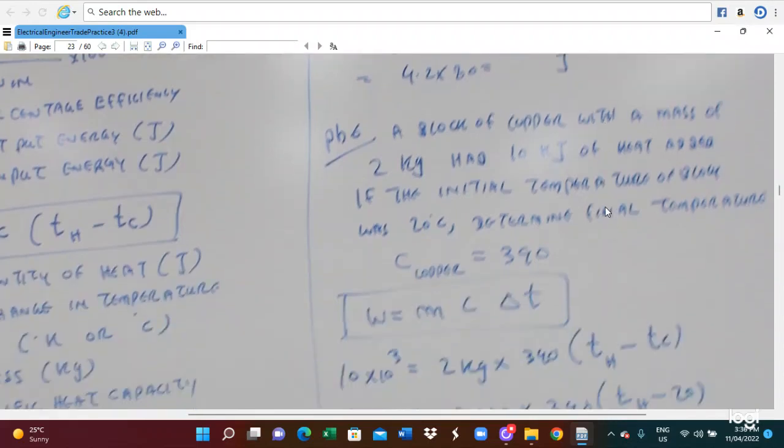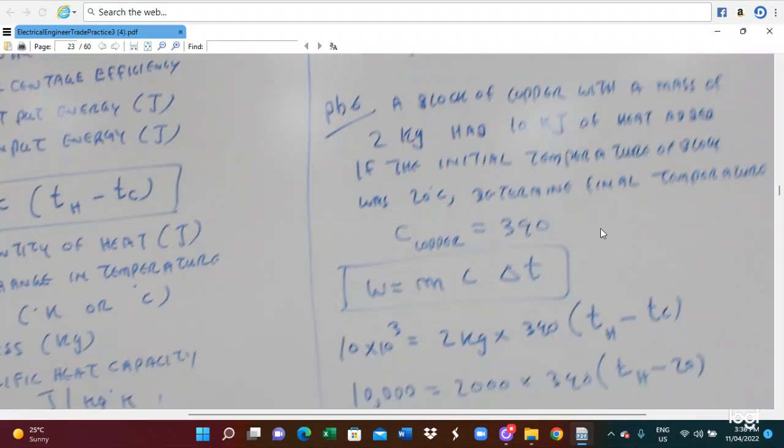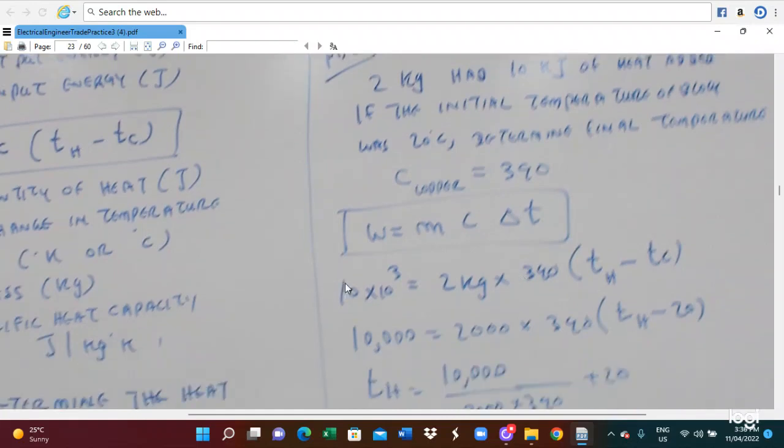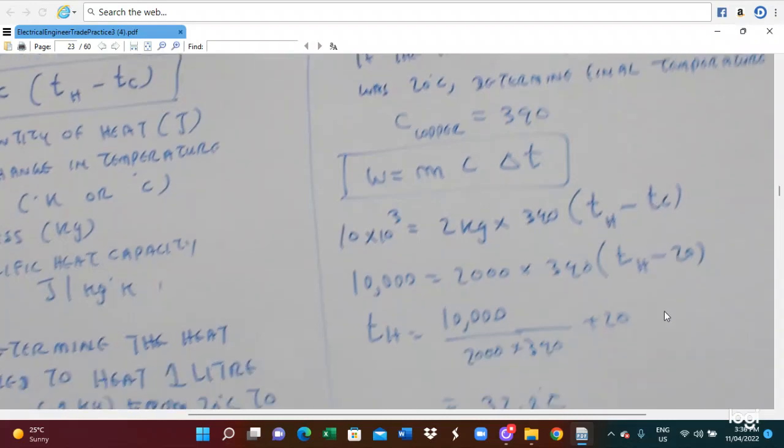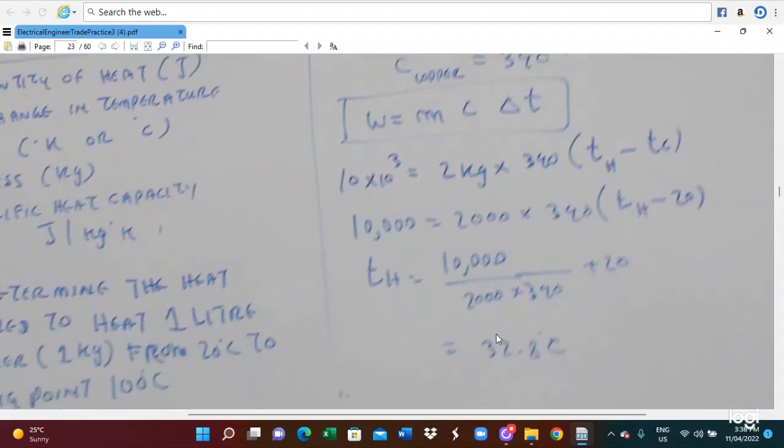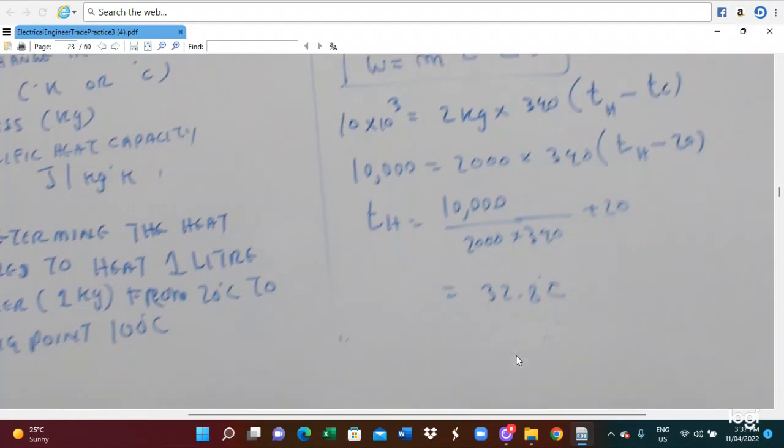And also, a block of copper with a mass of 2 kilograms has 10 kilojoules of heat added. The initial temperature of the block was 20 degrees centigrade. Determine the final temperature. So C copper is 390. W equals MC delta T. So W is 10 times 10 to the power 3, mass 2 kilograms, C is 390, TH minus TC. In this case, TC is 20. So then we transpose this equation so that we can calculate it. Then we get 32.8 degrees centigrade.